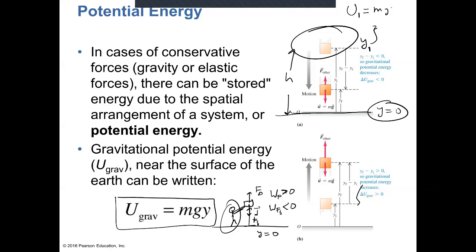I then have mgy1. That's my gravitational potential energy. For example, let's say this y1 is 1 meter above the ground, and this is a 1 kilogram object. Then I put 1 kilogram times 9.8 times 1 meter height, and I get 98 joules. That means if I move a 1 kilogram object 1 meter above the ground, I store 98 joules of potential energy. And that potential energy is stored energy, okay?